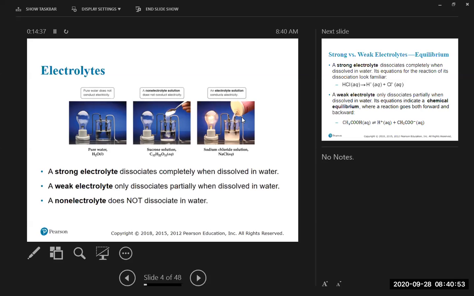But it all gets down to this, what we're seeing here in these three pictures: you need to have strong electrolytes present in order to conduct electricity. And whether that's electricity like here where they're powering a light bulb, or the electrical things that go on in your body, either way, it's the same idea.